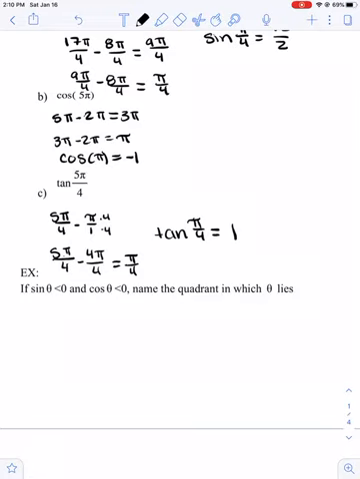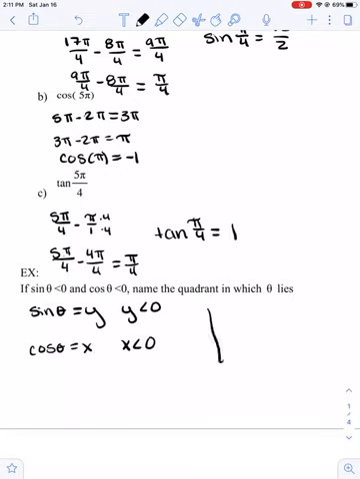All right. Next, if we're given some information and we're trying to figure out where theta lies. So the first thing is that sine is less than 0. And if we remember, sine theta equals y. So y is less than 0. Next we have cosine is less than 0. And if we think, okay, so cosine theta is our x value, and x is less than 0.